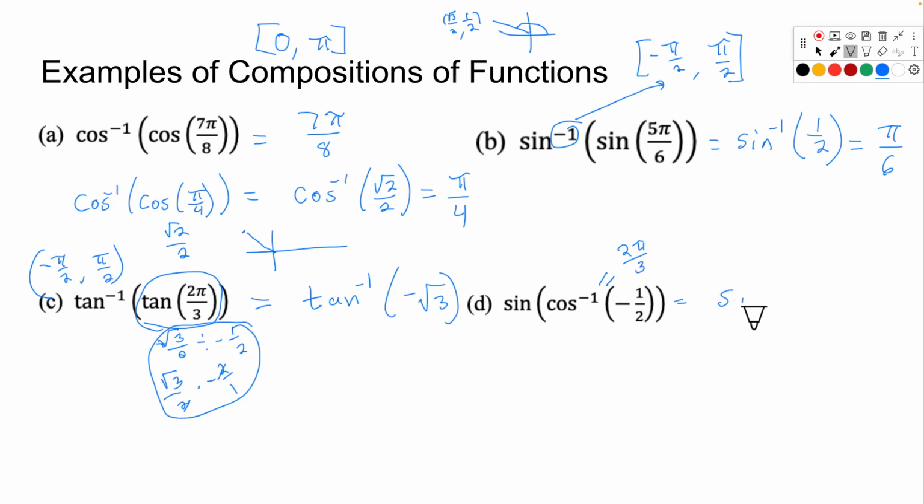So what we end up with is sine of 2 pi over 3. And then what's the sine of 2 pi over 3? That's the y-coordinate of that place on the unit circle. And if I'm not mistaken, that's going to be positive square root of 3 over 2. So it's just kind of piece by piece. We do the inside part first and then the outside part.